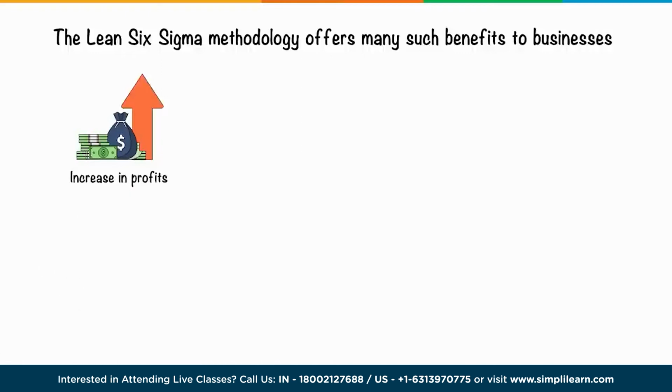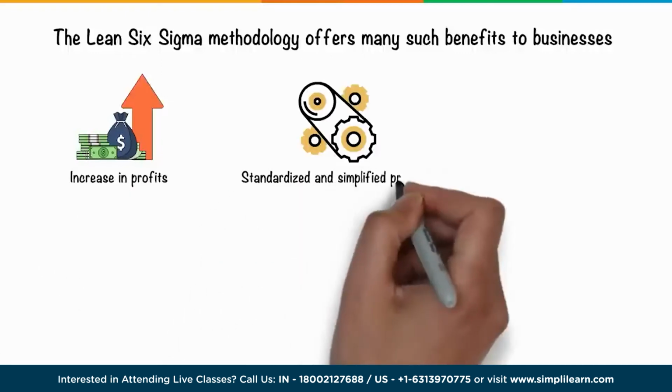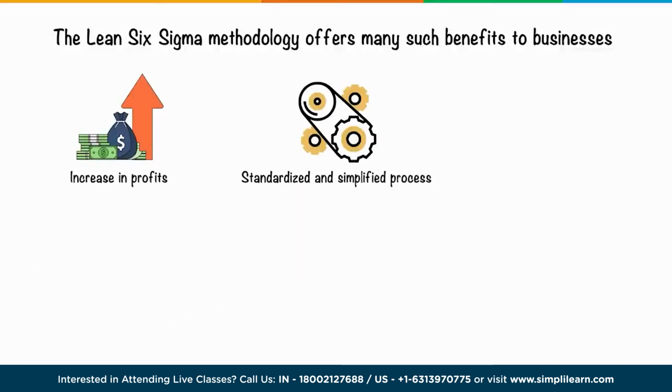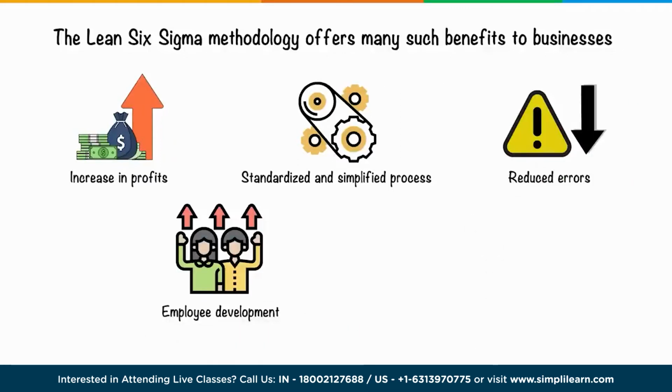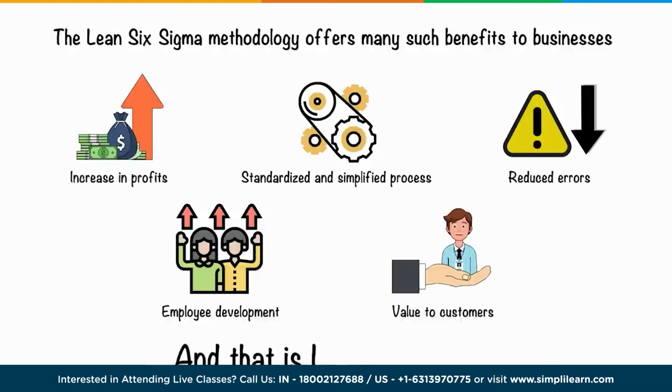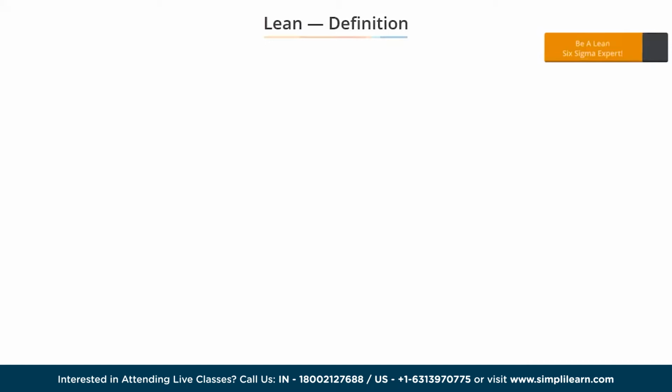1. Increase in profits. 2. Standardized and simplified process. 3. Reduced errors. 4. Employee development. 5. Value to customers. And that is Lean Six Sigma for you. The term lean refers to creating more value to customers with fewer resources.